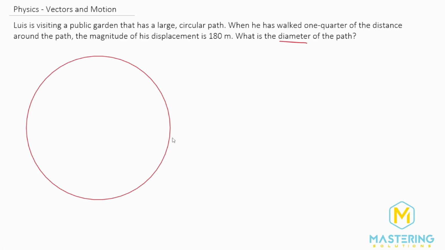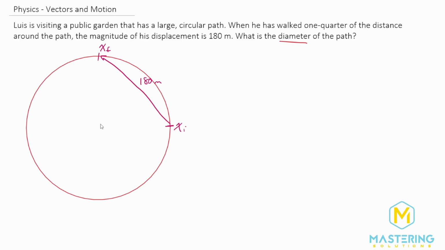So they say that Luis started out and he walked 1/4 of the distance around the path. It doesn't really matter where we start. I'm going to start out right here, and we'll say this is X initial. He walked 1/4, so he went up here and he stops, and we'll say that's X final. Now they say that the magnitude of his displacement from here up to here is 180 meters. And they want to know what the diameter is.